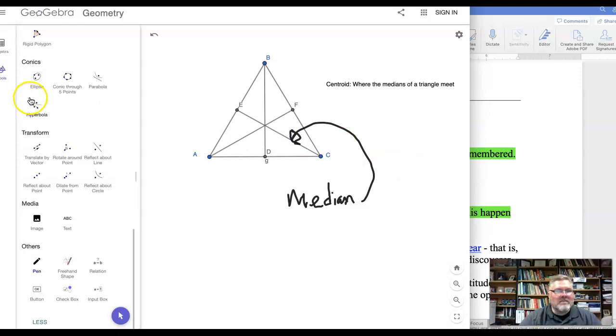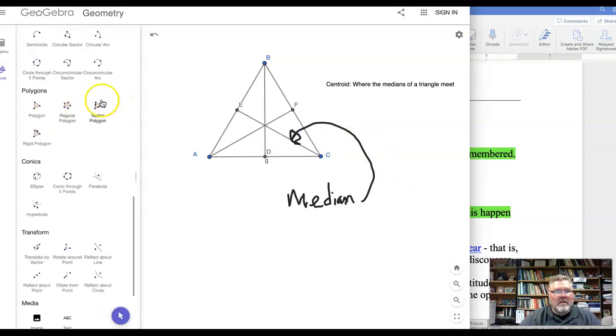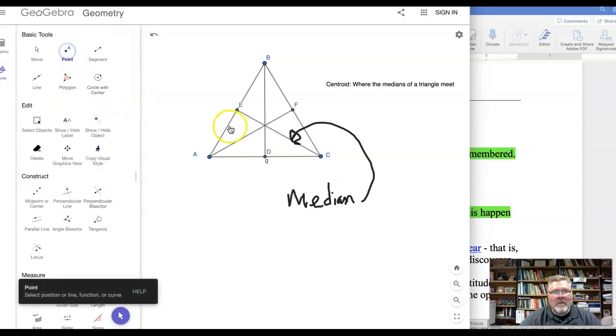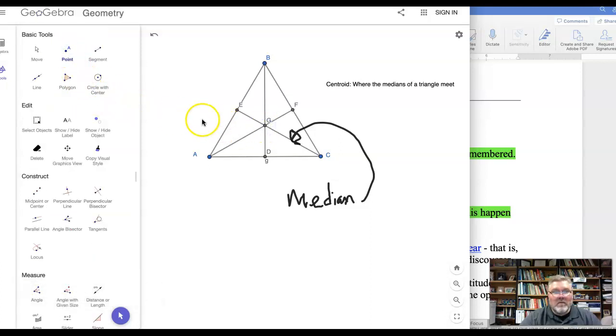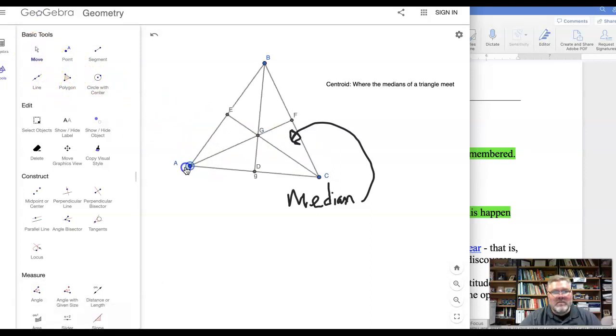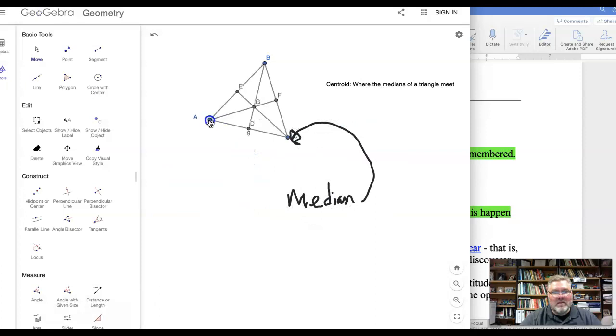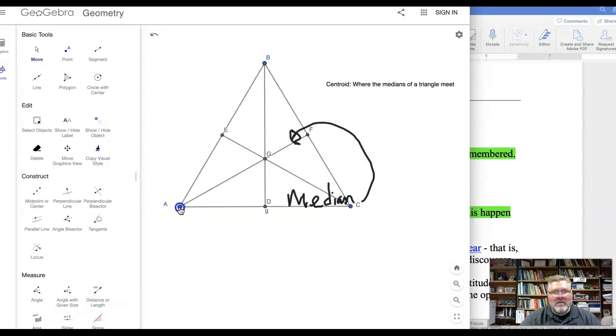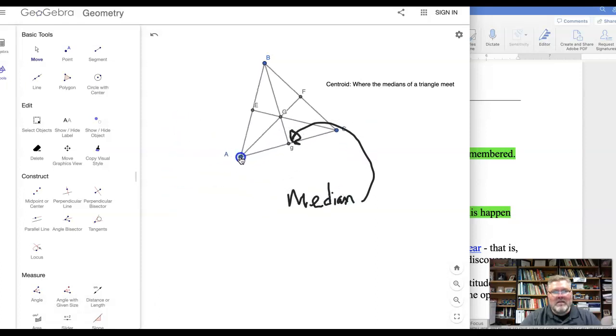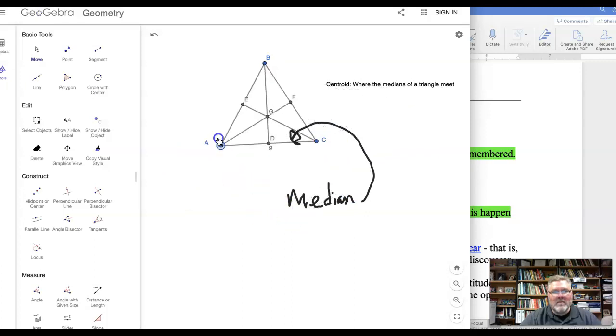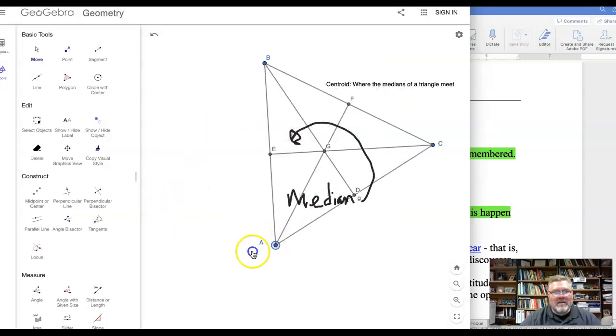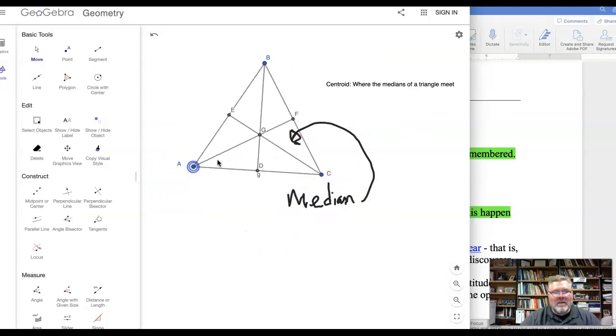And then our job is to figure out, does this point right here where they intersect always stay inside the triangle? So maybe I'm going to drag it around. Oh, look, there's a median right there. We could do that. There's a median there. There's a median there. Ooh. As we're dragging it, it looks like where these three medians intersect is in fact inside the triangle.